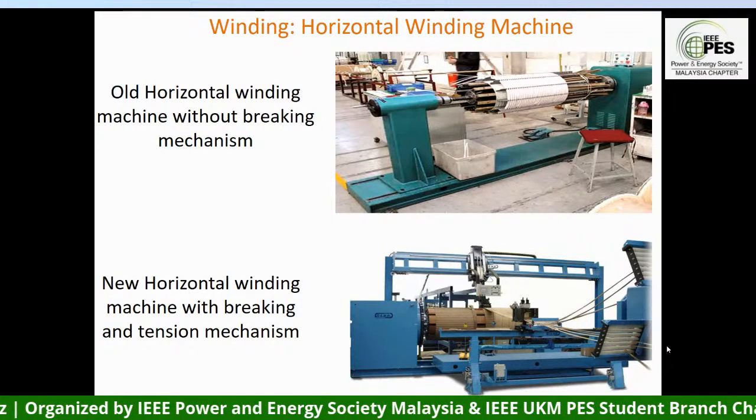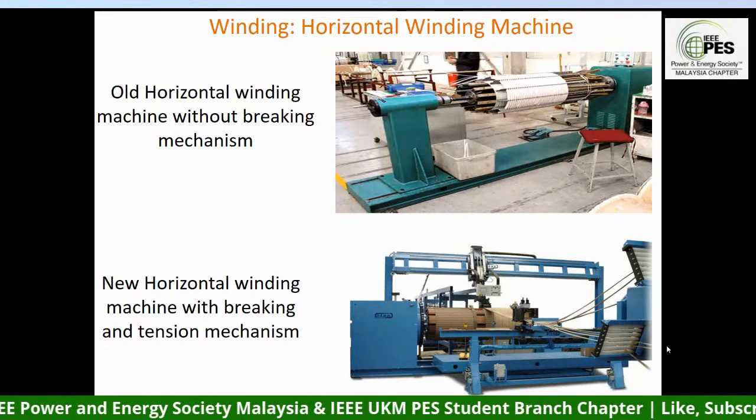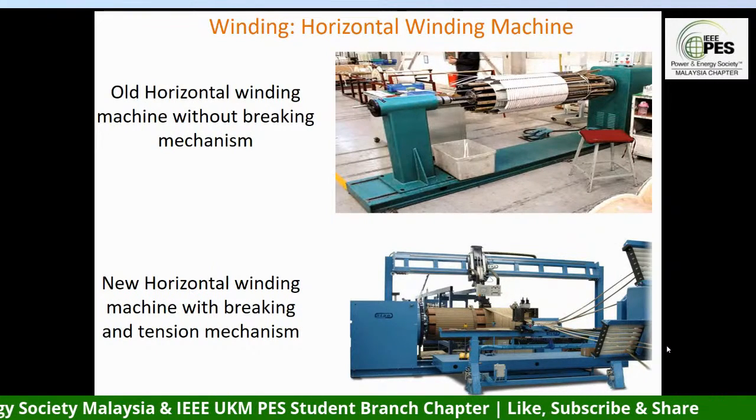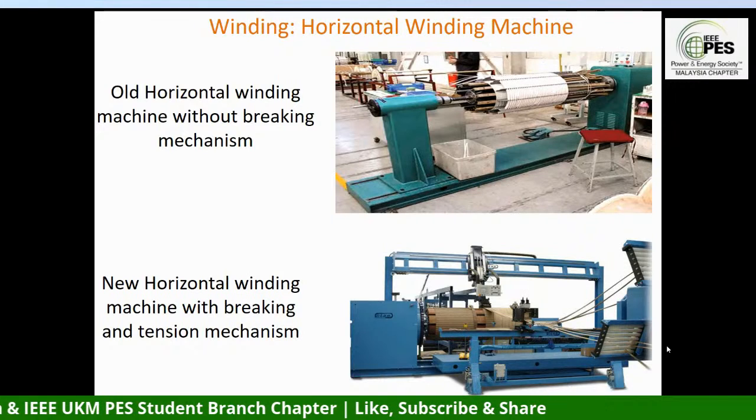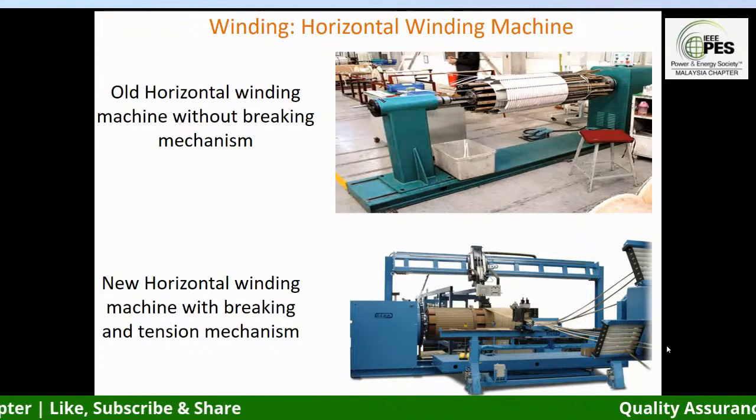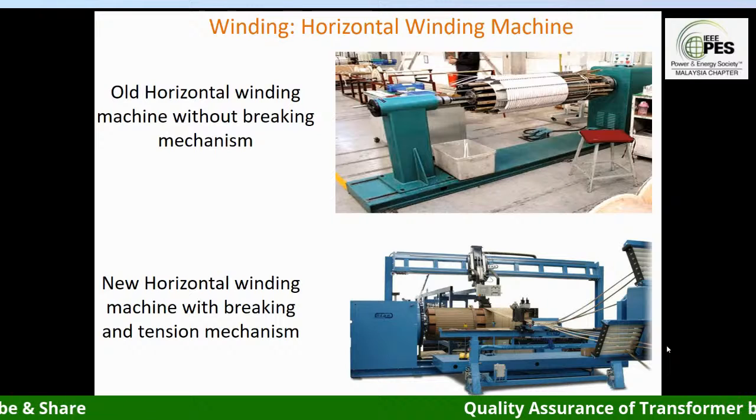Not only that, at the top of that cylinder, you see a tensioner. So you are using the braking mechanism and the tensioner with this modern equipment. If your transformer is being wound this way, of course, it will increase the reliability of your transformer.